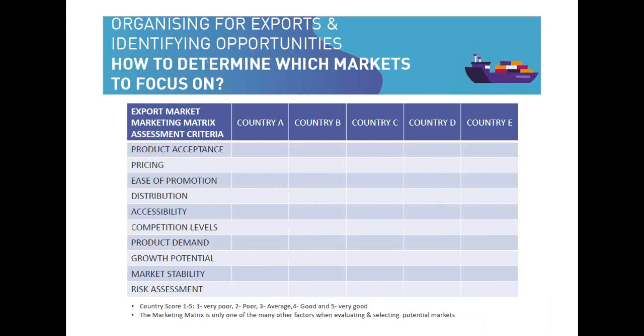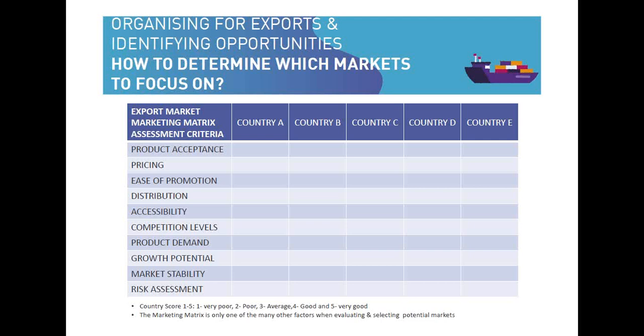And you can see on the screen another example for you, of how you can evaluate and select markets of interest, this time based on the marketing matrix. Keep in mind, marketing is one of many other factors when evaluating and selecting potential markets. Some practical advice: when evaluating markets, you can start with a list of, let's say, 5 or 6, then reduce the number to 1 or 2, which are the most promising markets.